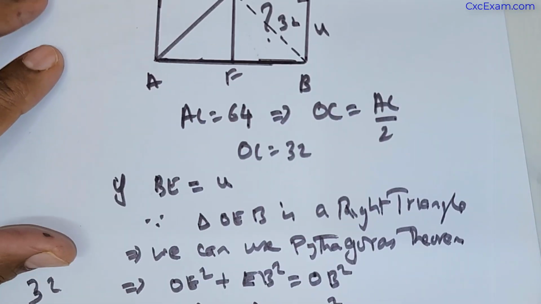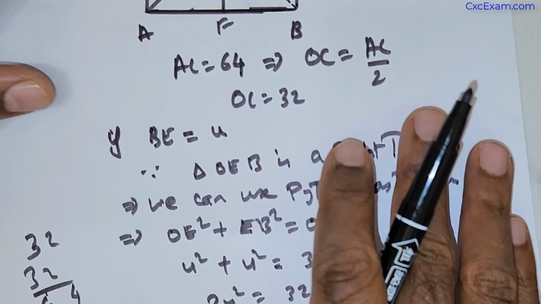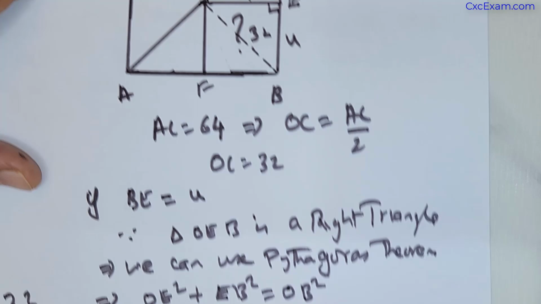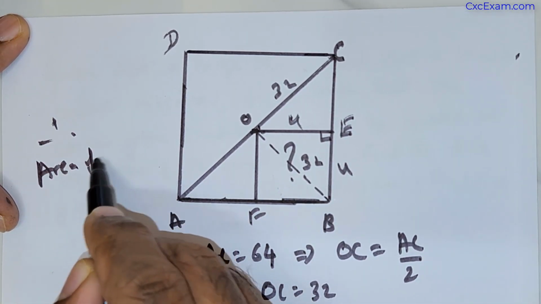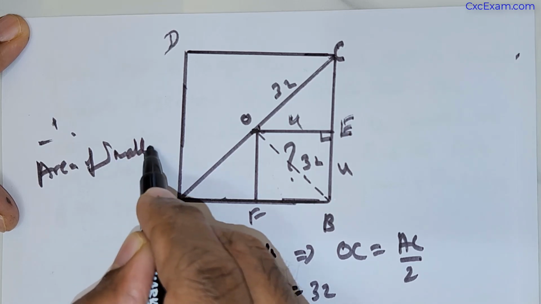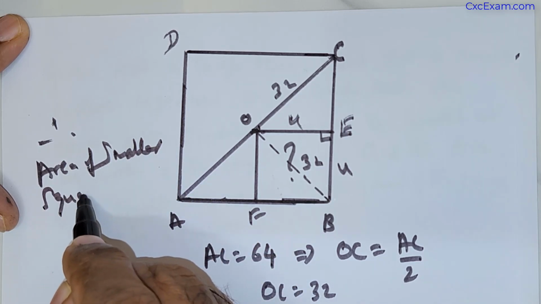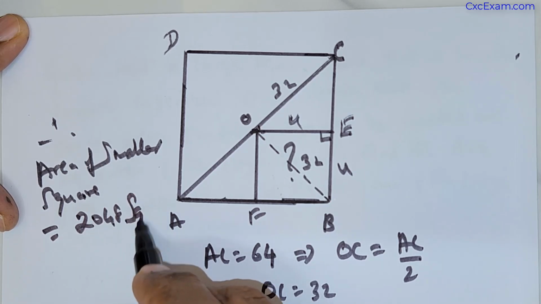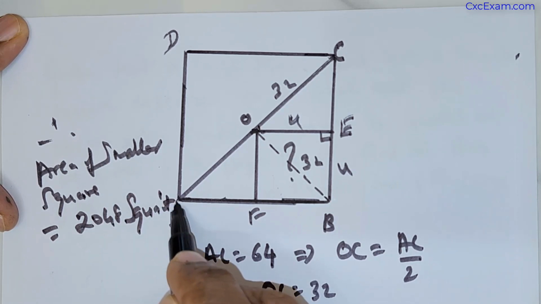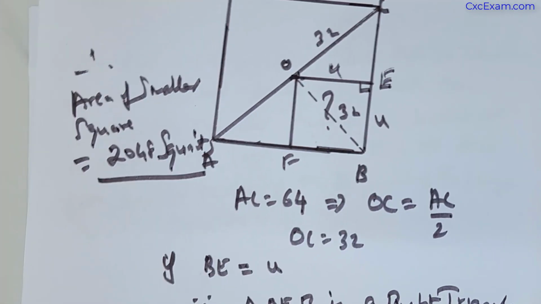So let me write this down. Area of the smaller square. Therefore, area of the smaller square is 2048 square units. So that's a solution for this question.